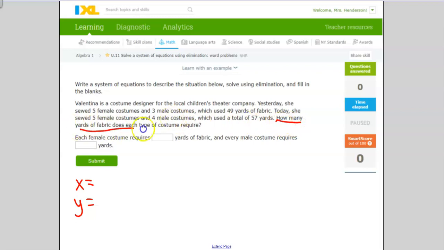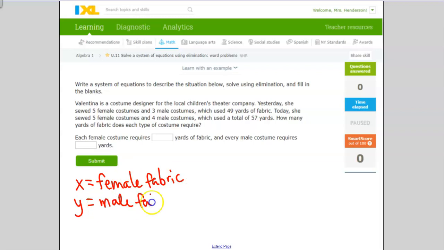This right here is what's going to help you to determine what these variables represent. So we're trying to determine how much fabric it takes to make a male costume, how much fabric it takes to make a female costume. So maybe my female fabric will be X, and my male fabric will be Y. And this is how much fabric is used for one costume.